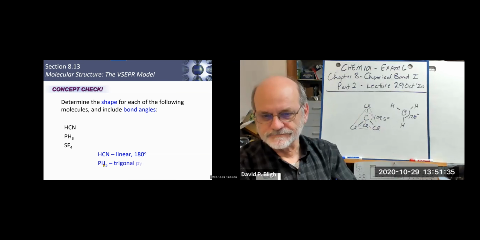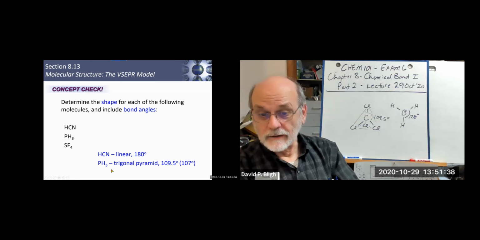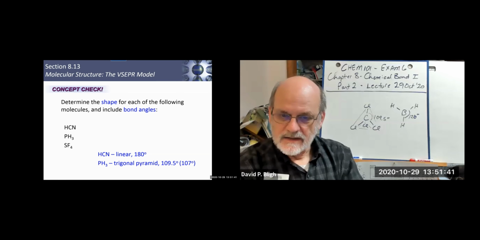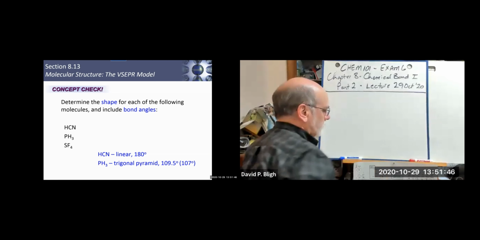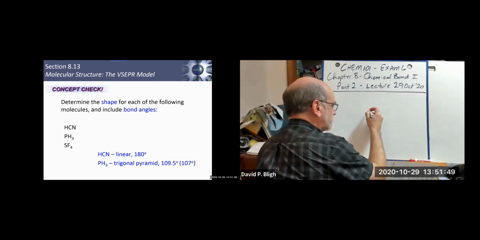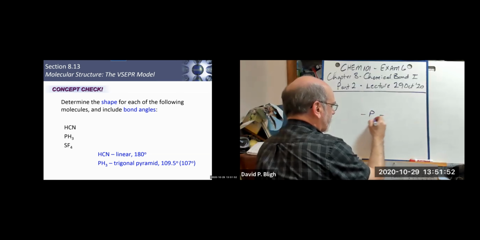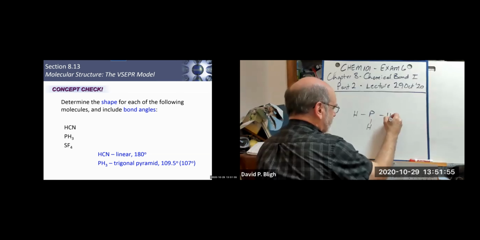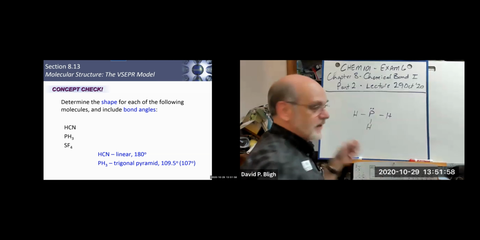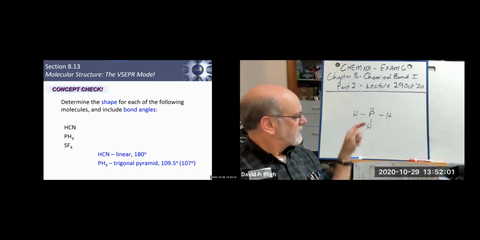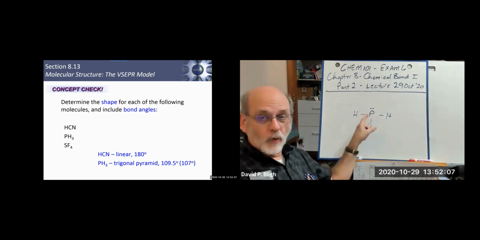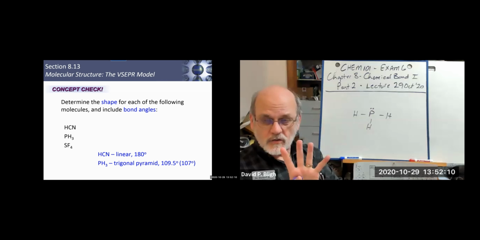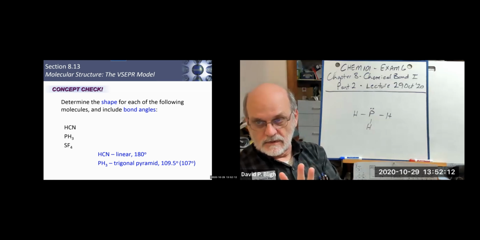How about PH3? Well, PH3 is a trigonal pyramid. Why is that? It's a trigonal pyramid because it has a lone pair on the phosphorus. So we have 1, 2, 3, 4. 4 electron groups means tetrahedral. So the bond angle should be close to 109.5.